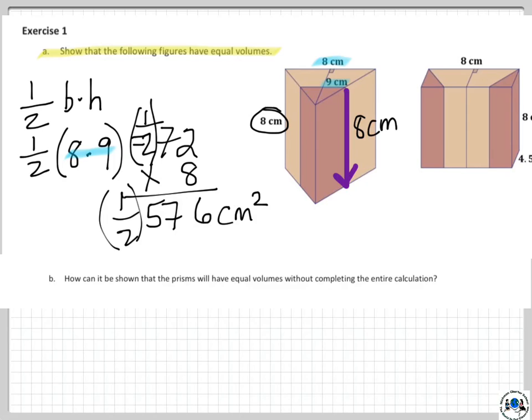I haven't done that yet. So if I know I have 1/2 of that, I'm going to divide that by 2, and therefore I get, excuse me, 288. It's not square centimeters. I put that wrong thing there. This is cubic centimeters. All of these are cubic centimeters, and I made that same mistake here. So cubic centimeters.